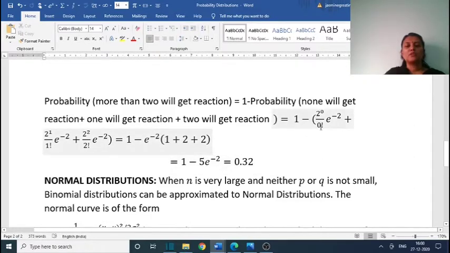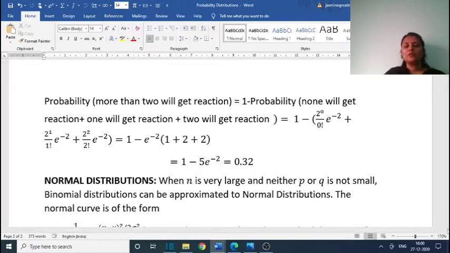2 raised to 0 by 0 factorial is 1. 2 raised to 1 by 1 factorial is 2. 2 square, 4 by 2 factorial is equal to 2. 1 plus 2 plus 2, which is equal to 5. So which is equal to 1 minus 5 e raised to minus 2, which is equal to 0.32.